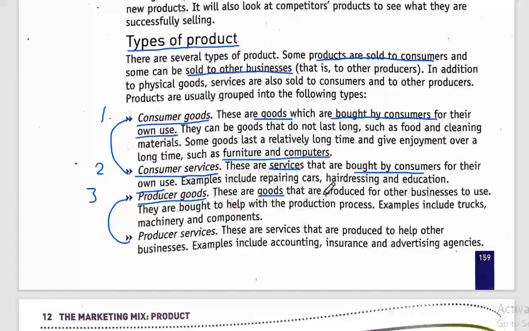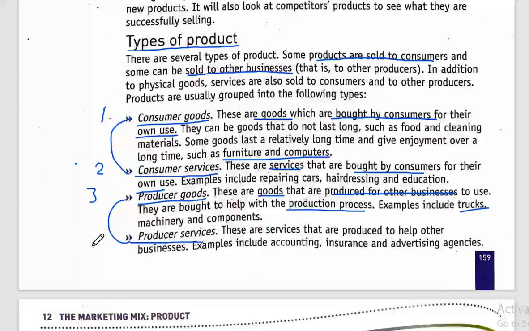These are goods that are produced for other businesses. So here I'm not selling the goods to normal individuals. I'm selling to businesses, from business to business, so the business can use them to help with the production process, including the trucks, the machines, the equipment, the components, and so on.